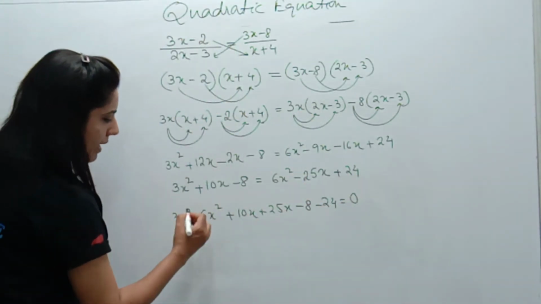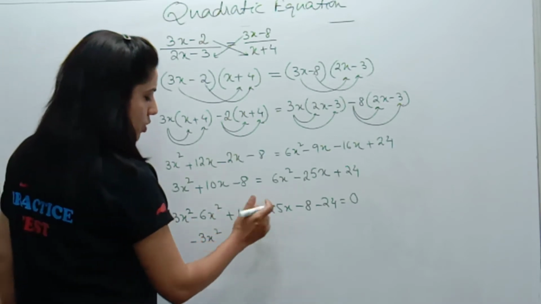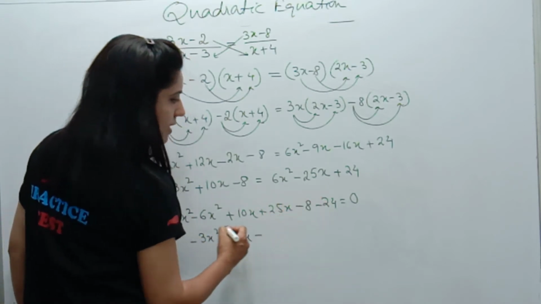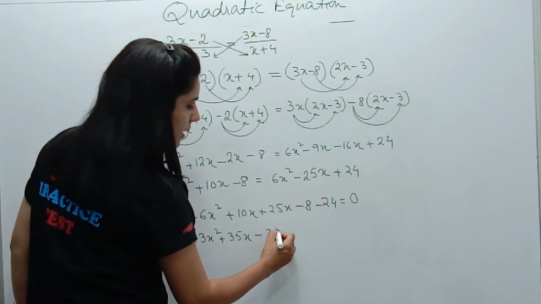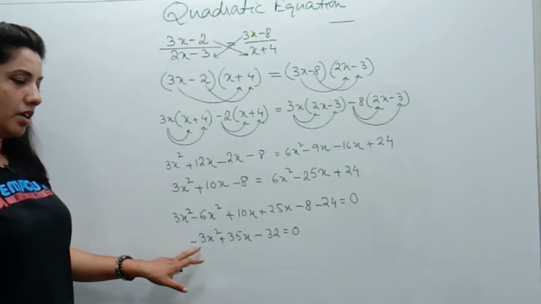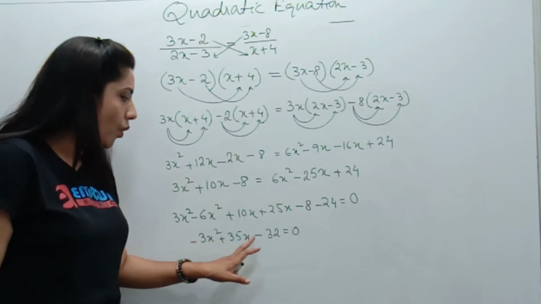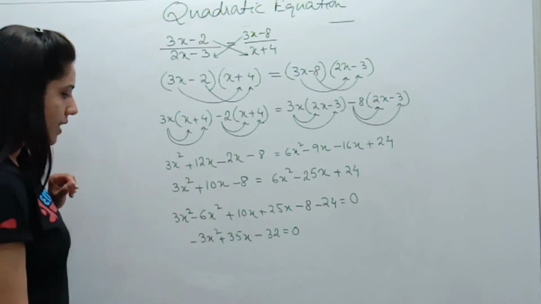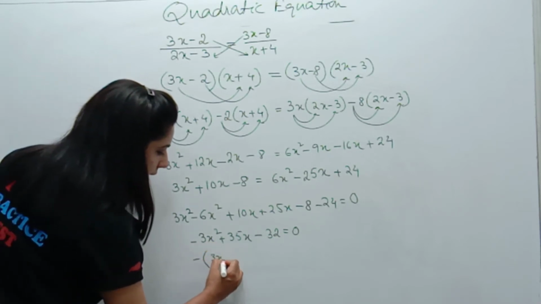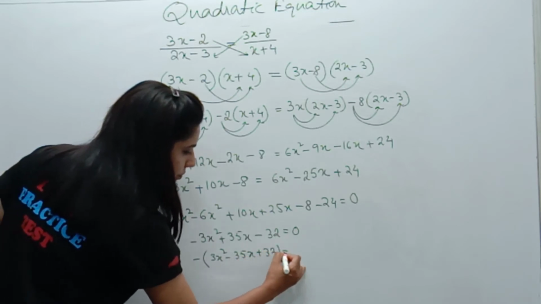So 3x square minus 6x square will give you minus 3x square. 10 plus 25 will give you plus 35x. Minus 8 and minus 24 will give you minus 32 equal to 0. We need to actually eliminate this minus sign. So we will multiply all the terms by minus, or you can say we can take minus sign common.